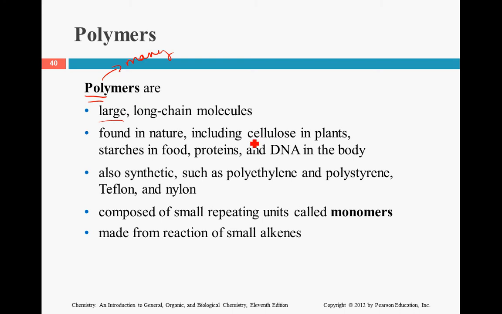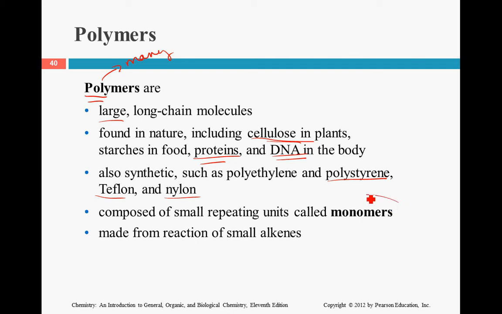For instance, cellulose in plants, the DNA in our body, proteins, are all natural, and those are considered polymers. Most people are actually more familiar with the synthetic version of things like polystyrene or nylon or Teflon, which is used for coating.